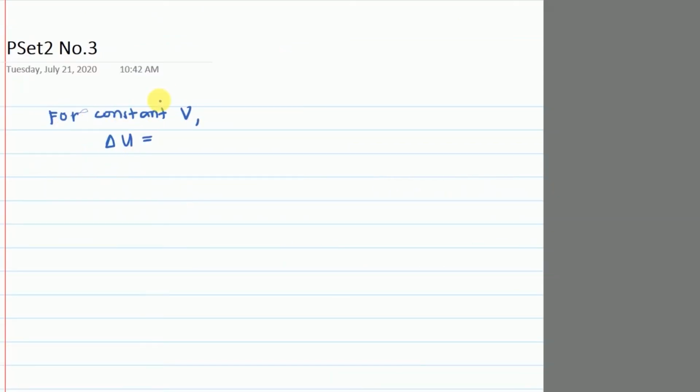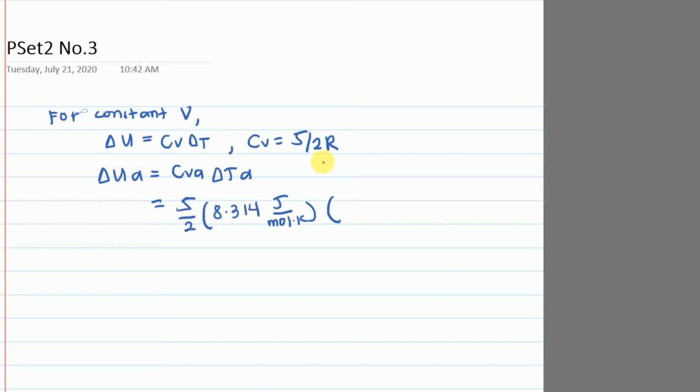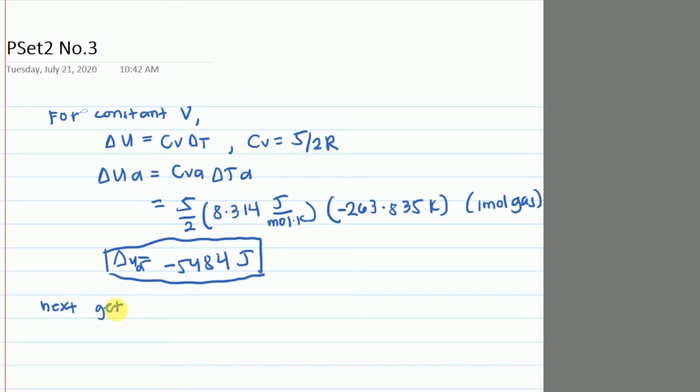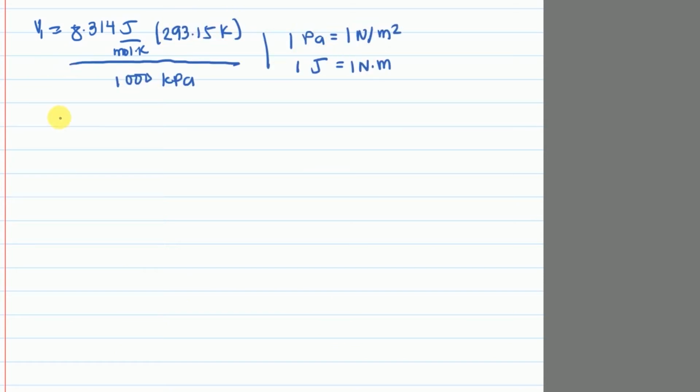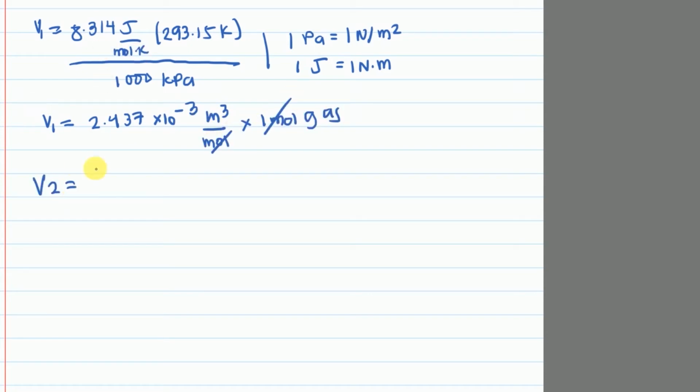Then we get the change of temperature for steps A and step B using this equation, which gives us these values. For constant volume, the change of internal energy is CV change of T, where CV is given to be 5 halves R. Then substituting this value, we get change of internal energy for step A to be negative 5484 joules. Next, we get V1 and V2 by using the ideal gas law. Then rearranging this equation and substituting the values, we get a value for V1 to be 2.437 times 10 to the power of negative 3 meters cubed.